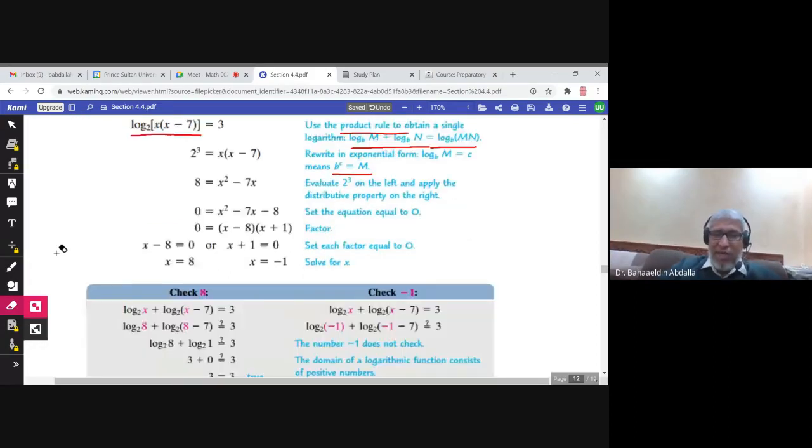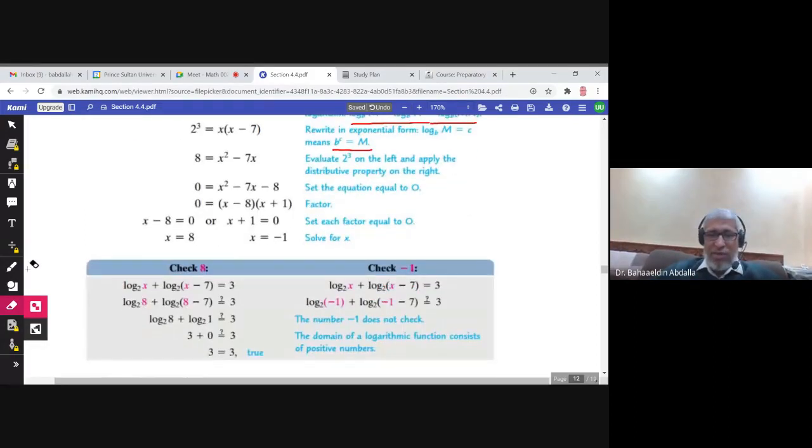But let us check. So log 8 plus log of 8 minus 7. Now this is 8, this is 1. Log 1 is 0. So log 8 to the base 2 is 3. So 3 equals 3.